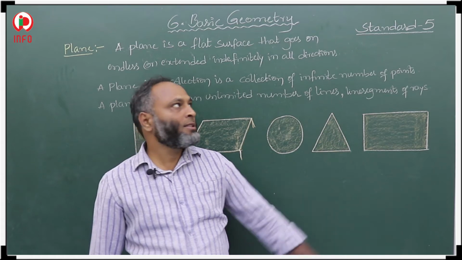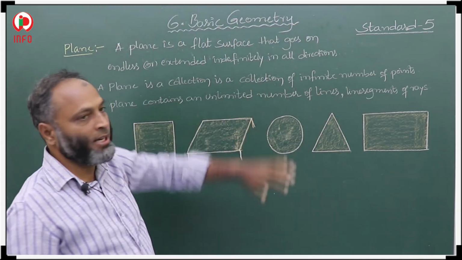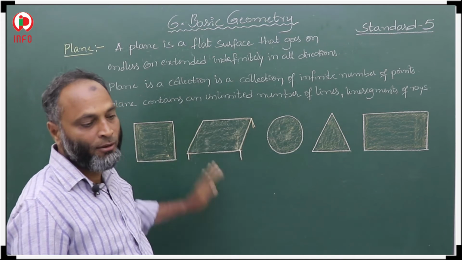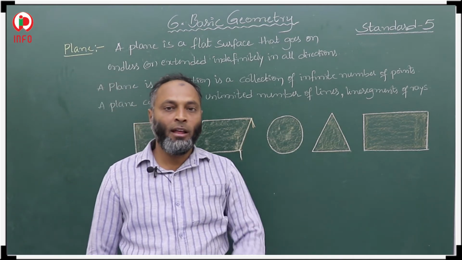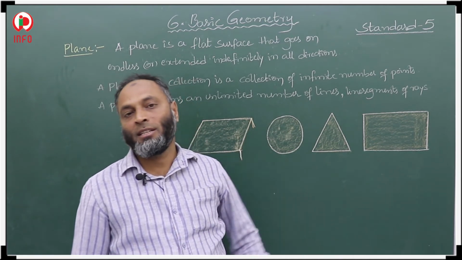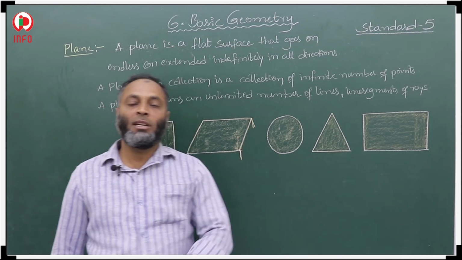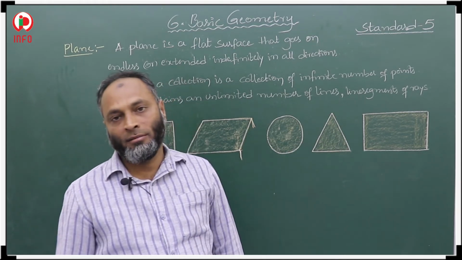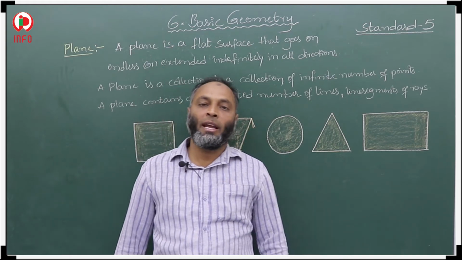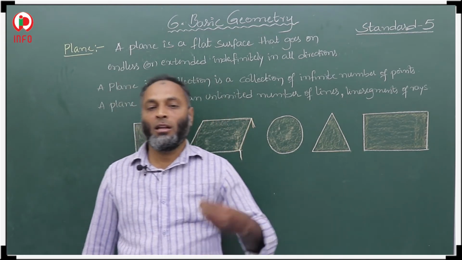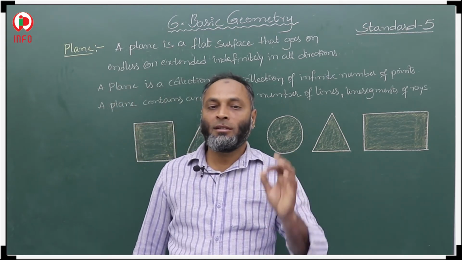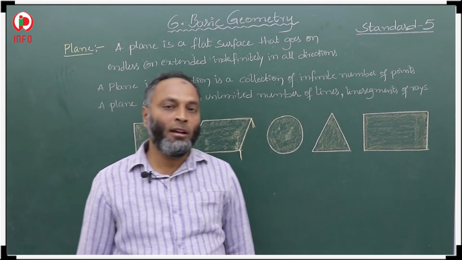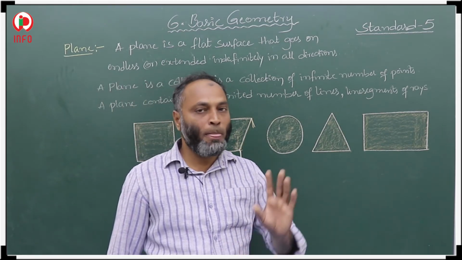This wall is a flat surface area. This board is a flat surface area. The floor has a flat surface area. The table has a flat surface area. All of this comes under plane. Plane means a flat surface area, whether it is in the shape of a rectangle, a triangle, a circle or a square, whatever it is. A flat surface area is a plane.